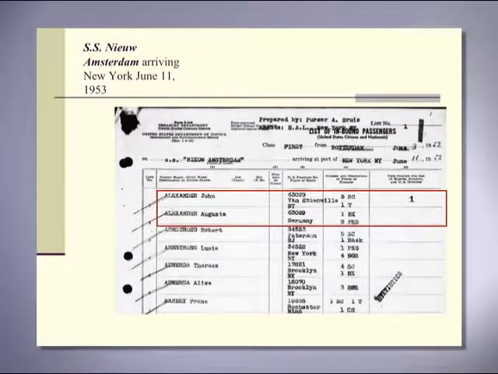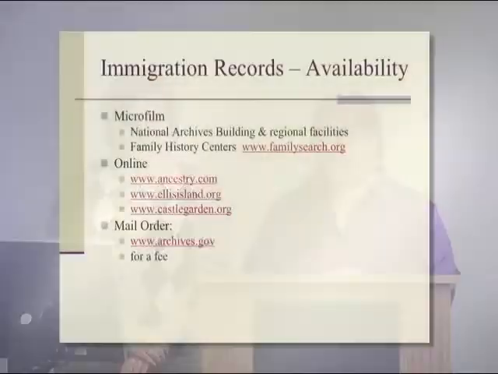On this manifest, you have John and Augusta Alexander. John was born in New York. Augusta was born in Germany. And you find the amount of luggage that they're traveling with. They have 5 suitcases, 1 trunk, 1 box, and 2 packages. Now, one of the things that you want to take note on this manifest is that under the passport number, they both have the same number. So it's quite possible that they are a married couple, even though it does not specify this on the manifest.